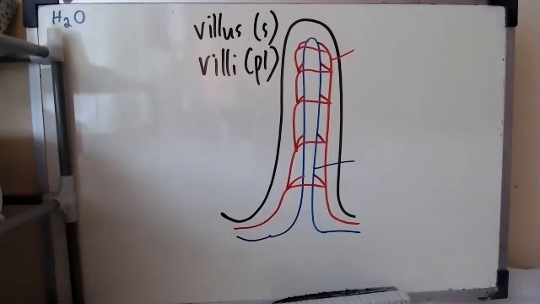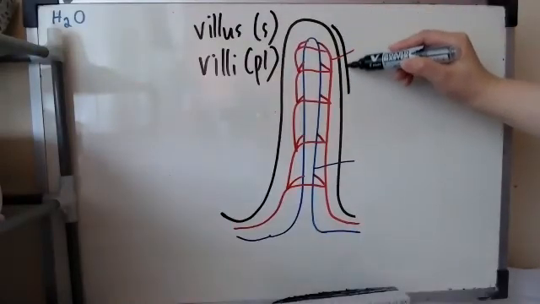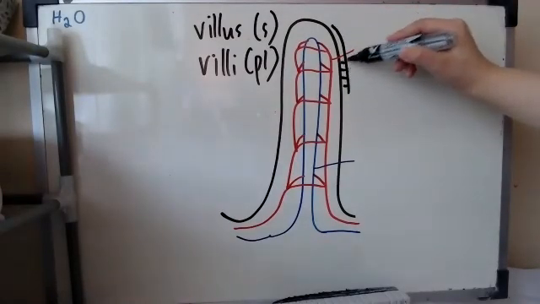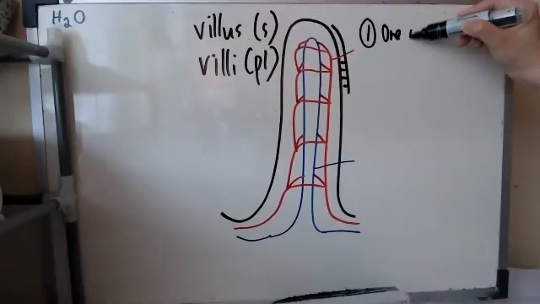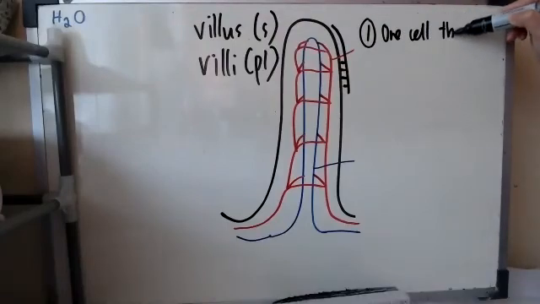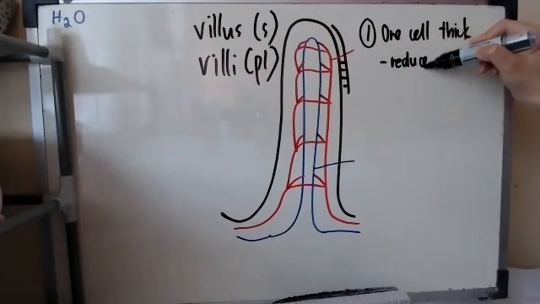Okay, next, we'll be learning about the structure of the villus that helps in its function. Here you can check, the villus is actually one cell thick. One cell thick will reduce the distance required to travel.